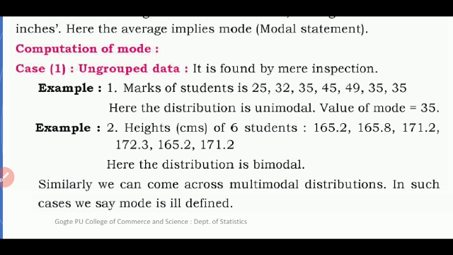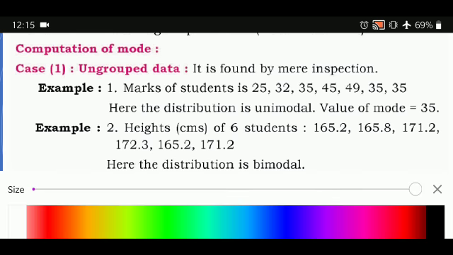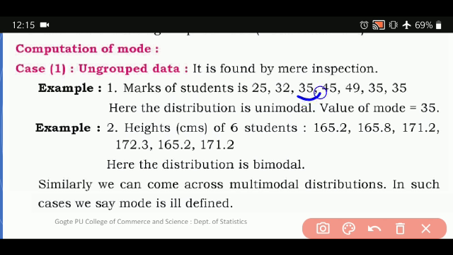For example, let us take this example. Marks of students are 25, 32, 35, 45, 49, 35, 35. Which value is appearing the maximum number of times? The value which is repeating the maximum number of times is 35. So here the value of mode is 35. Clear?